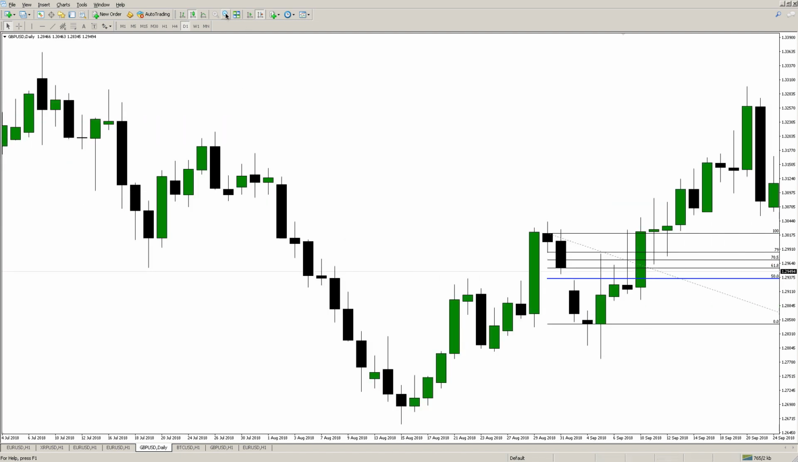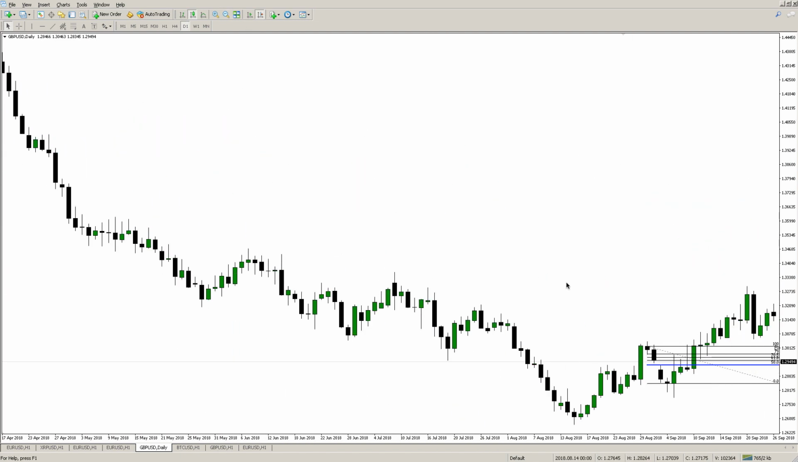If we scroll out, this market has obviously been on a relatively large downtrend, right? We've had consistent lower lows, lower highs, lower lows, lower highs, lower lows, all the way down. And then we get to a point where we form a low and then we come up and break above this previous high. So we've got a daily break in market structure here.